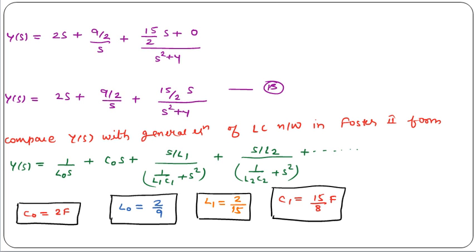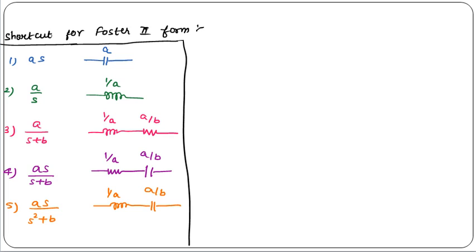So now what we will do is, the partial fraction solution that we got, that is this Y of s, that is 2s plus 9 by 2s plus 15 by 2s by s square plus 4. We will compare all the three terms with our table. So let me write the partial fraction solution here. So we have obtained Y of s as 2 into s, plus 9 by 2s, and then we have the last term as 15 by 2 s by s square plus 4.